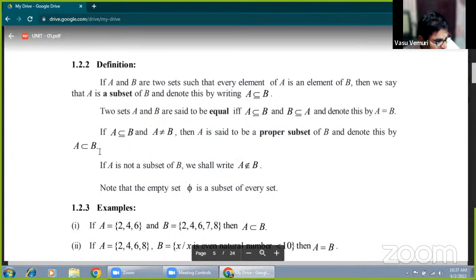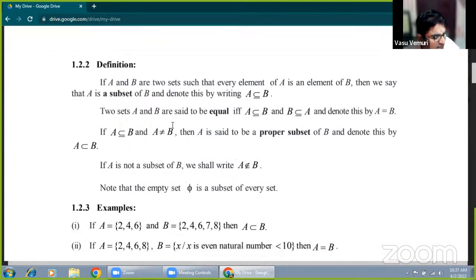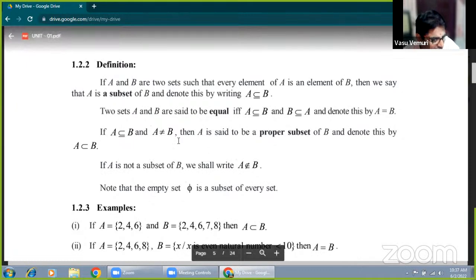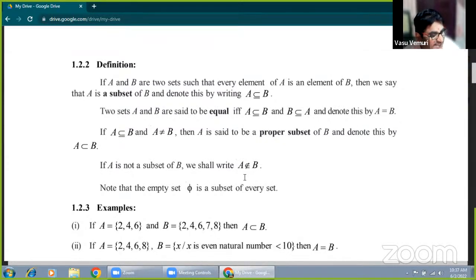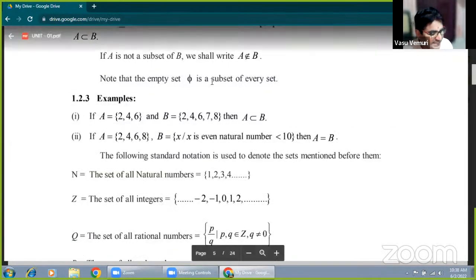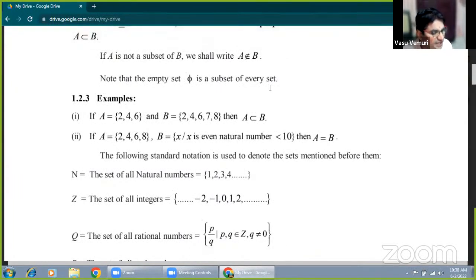A proper subset is denoted this way because here A is not equal to B when A is contained in or equal to B. Now here A is said to be a proper subset, denoted by A contains B. It is read as A contains B or A is a subset of B. But if A is not a subset of B, it is represented as A is not in B. It is read as A does not belong to B. Sometimes it is read as A does not belong to B, or A is not consisting of B. Okay. Now every empty set is a subset of every set.